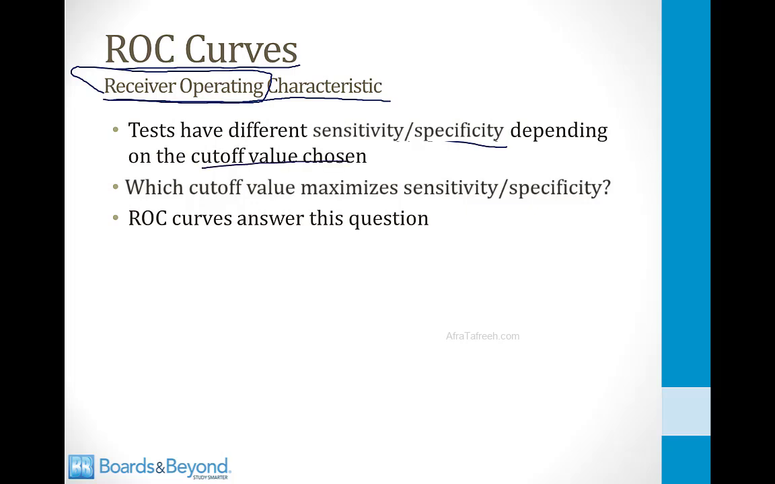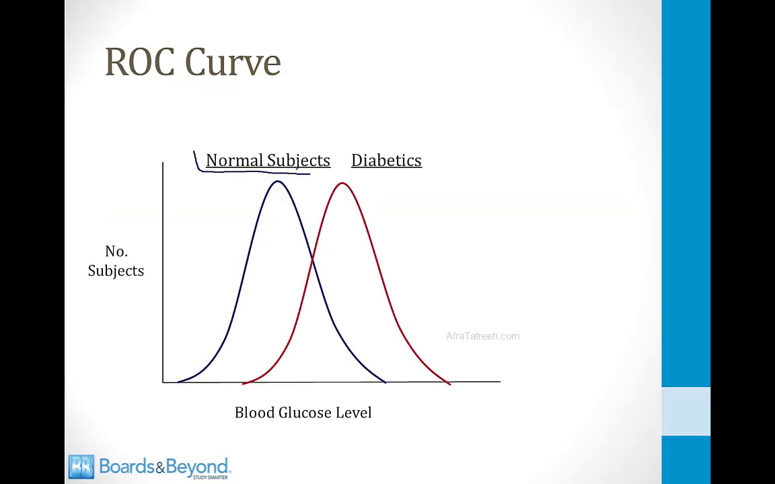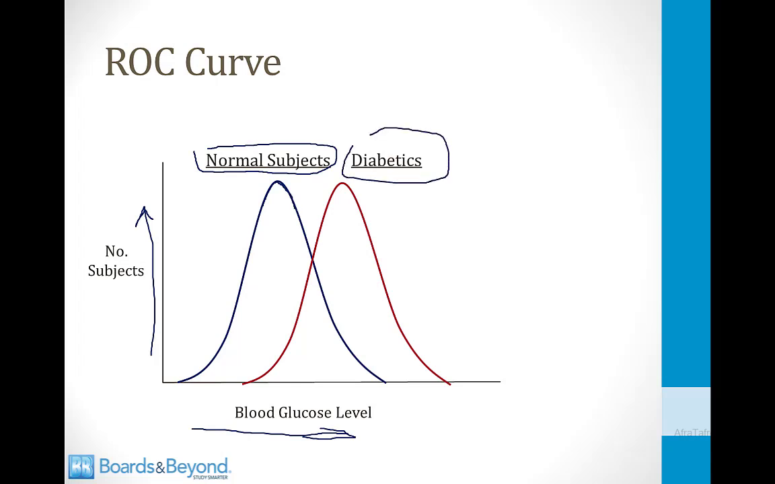If you want to know which cutoff value maximizes sensitivity and specificity, one way to do this is to do an ROC curve analysis. So let's imagine we take some normal subjects and we measure their blood glucose level, and we plot their blood glucose level along the x-axis and the number of subjects who have each measurement on the y-axis. And the normal subjects look something like this blue curve right here. Then let's also imagine that we take some diabetics and we do the same thing, and the diabetics look like this red curve right here.